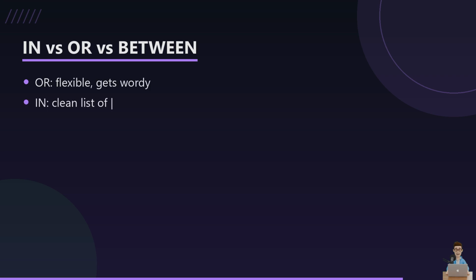Let's compare quickly. OR is the most flexible but turns into a wall of text fast. IN is perfect when you have a specific list of separate values, like 3 cities. BETWEEN wins when your values form a continuous range like dates or prices, but it can't do a scattered list. My honest take, IN is underrated. People write 5 ORs when one IN would read like plain English.